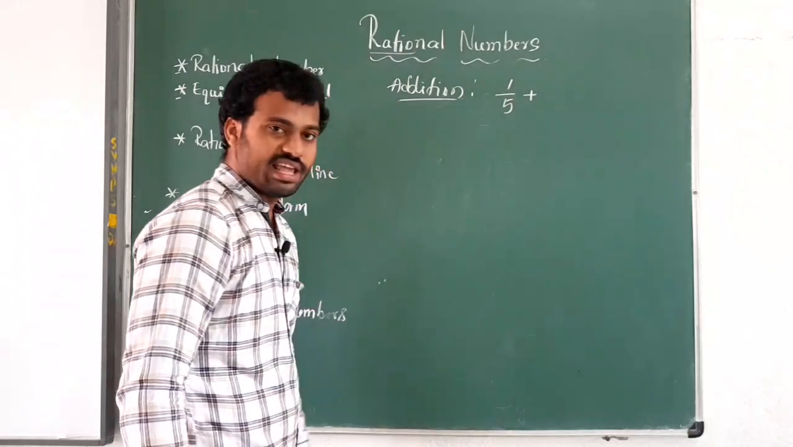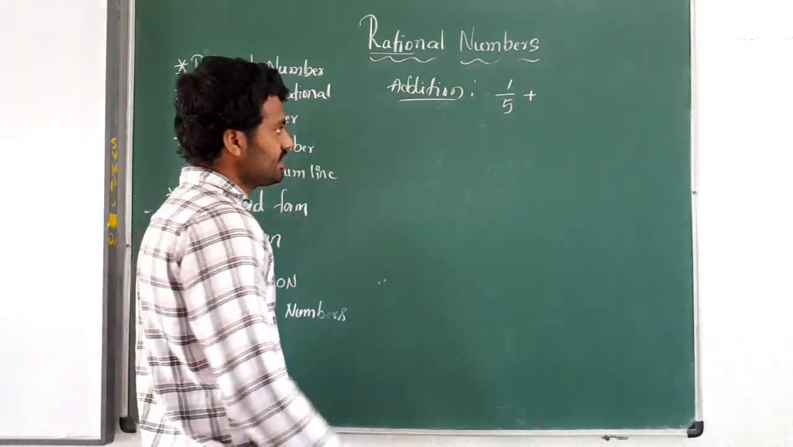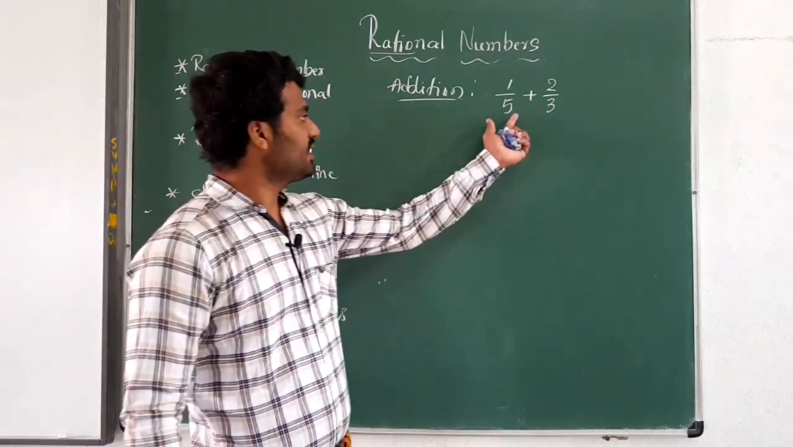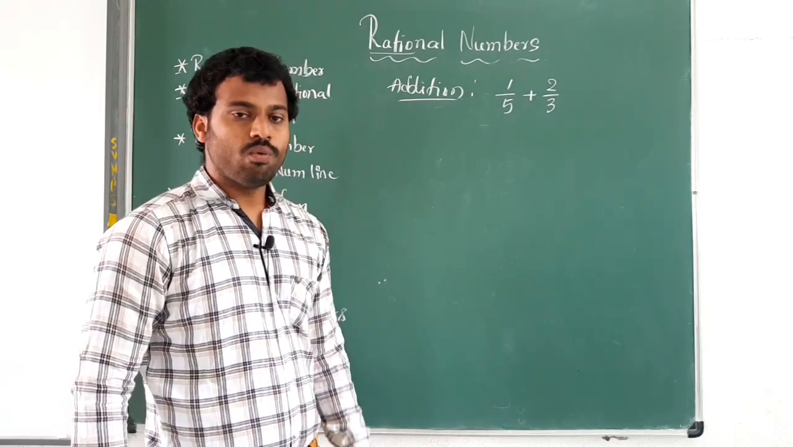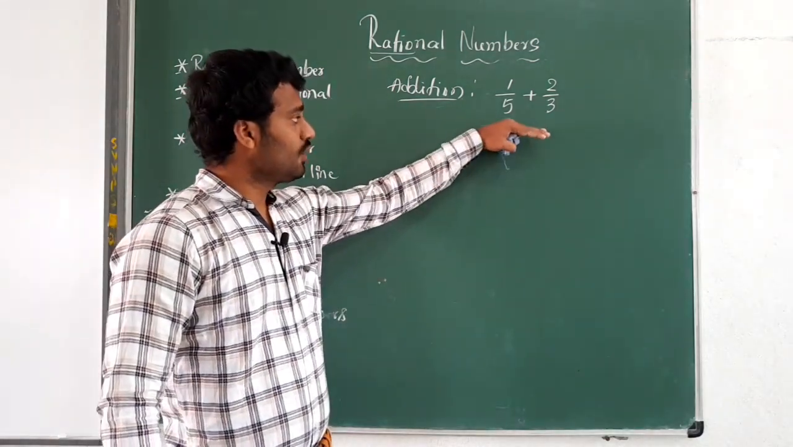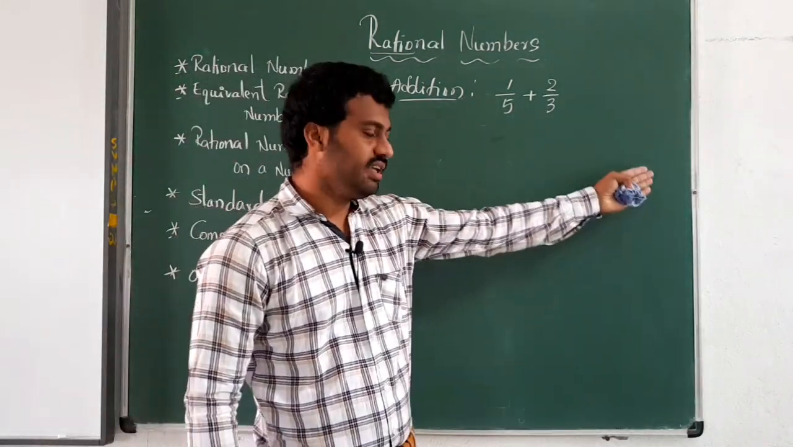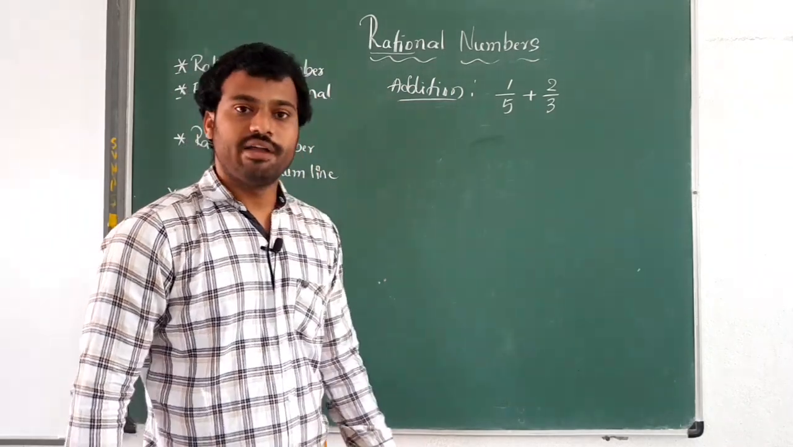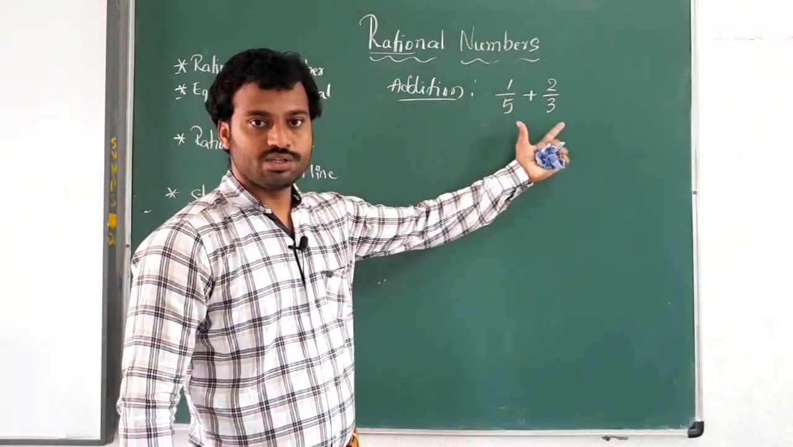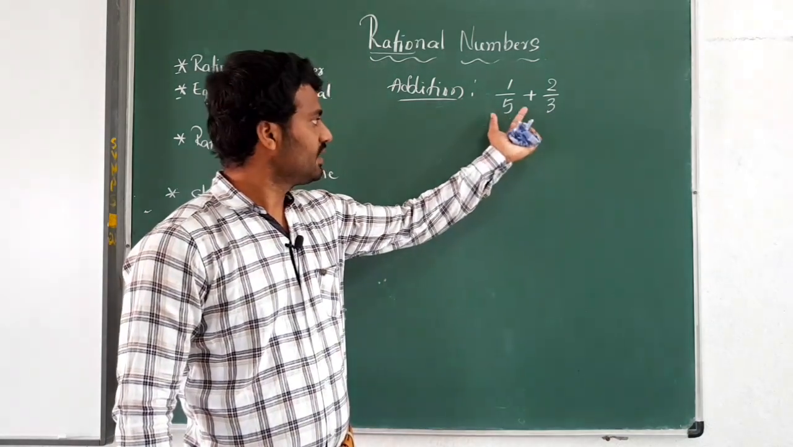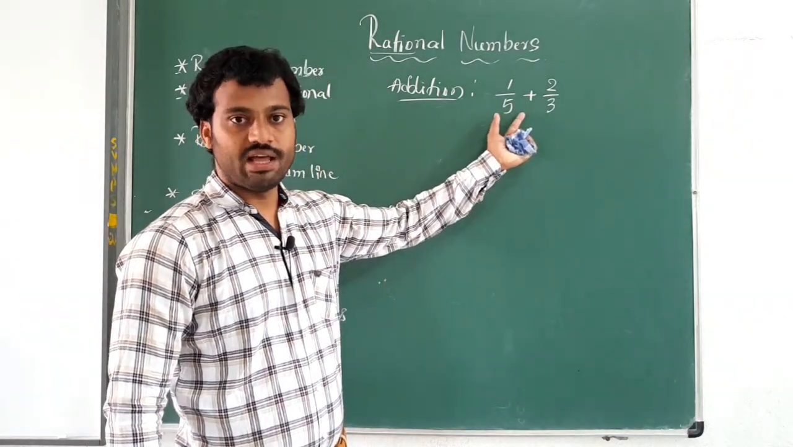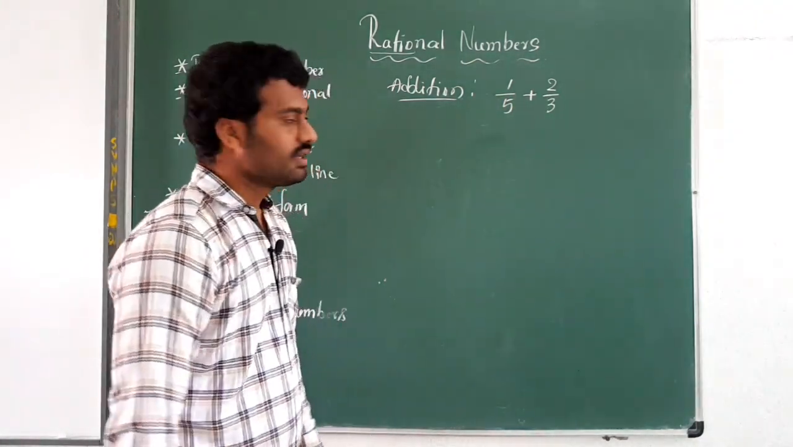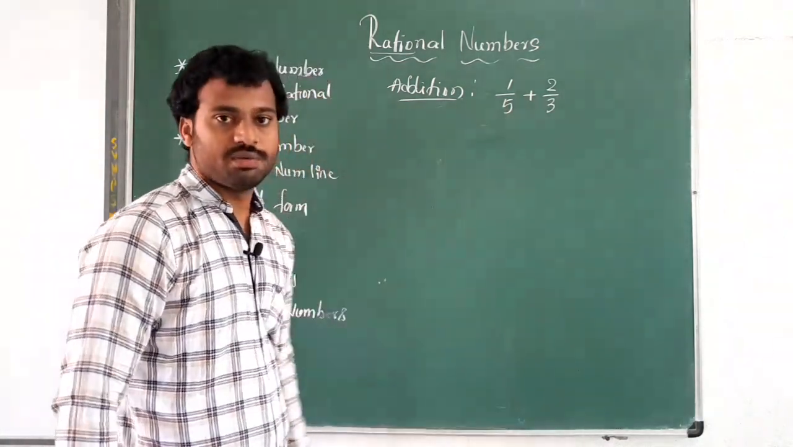1 by 5, directly I will go with the addition sign, plus 2 by 3. Denominators are different. So what you have to do? Just I will go with the cross multiplication method. Or else you can go by the LCM method also. You have to find out the LCM for 5 and 3, but you have to multiply with a suitable number in such a way that the denominator gets the LCM value. Instead of doing all these, just directly you can go by the cross multiplication method.